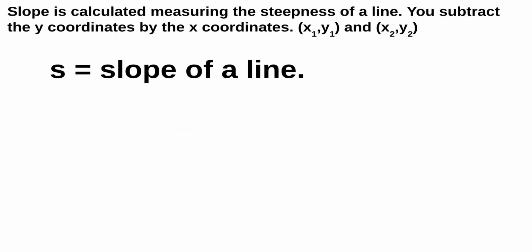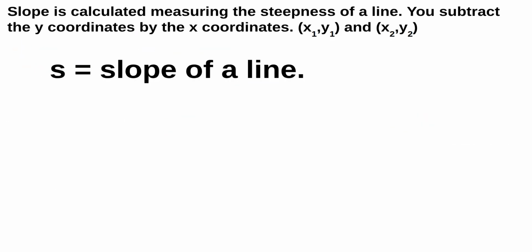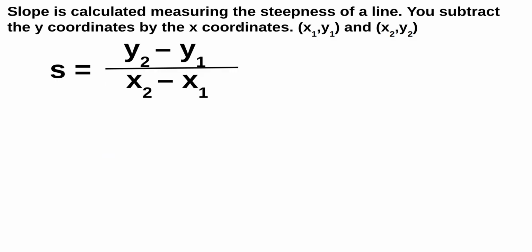This is more like an enrichment part of the lesson, because this is slope. And slope is how steep the line is. You subtract the y coordinates and the x coordinates. They're going to call s the slope of the line. We can take the ratio of the y coordinates to the x coordinates. Now, why does it look weird? Because it's individually subtracting the y coordinates and the x coordinates.